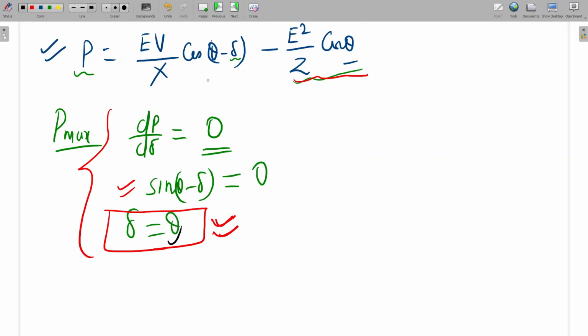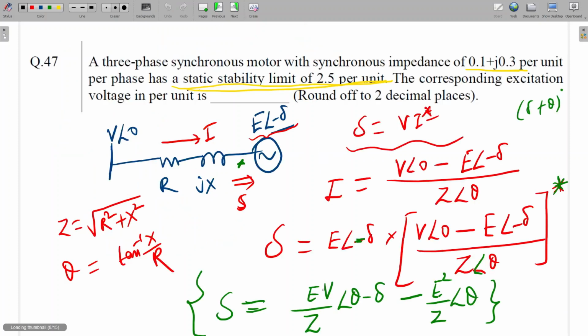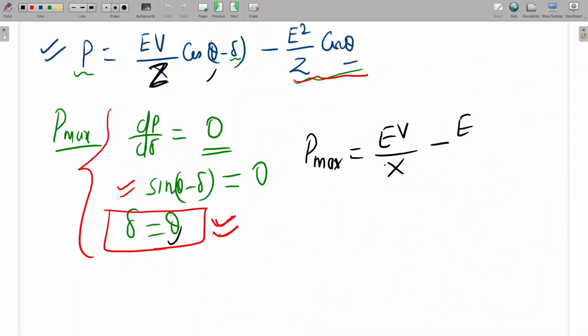We will put this here. So if you put it here, cos 0 will be 1. So P max is equal to EV by Z minus E square by Z cos theta. I made a mistake, previously it was Z here. So this is the equation of the maximum power.